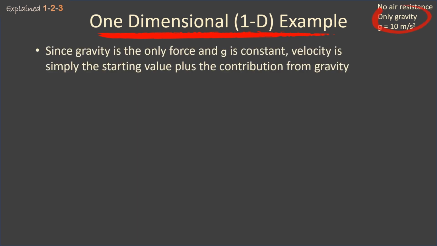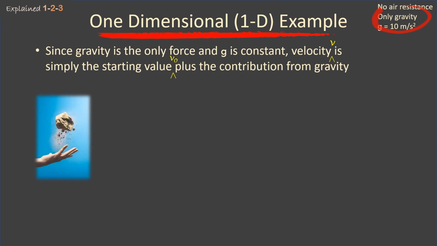Since gravity is the only force and g is constant, velocity, or v, is simply the starting value, v sub 0, plus the contribution from gravity. Okay, let's take a look at a simple case where a rock is tossed straight up in the air, and let's look a bit closer at how the rock travels. We first put up a vertical scale, call it the y-axis, with up being positive and down negative. y sub 0 is the starting position, and the rock will go up and up, till it reaches maximum height, y sub max, and then falls down.